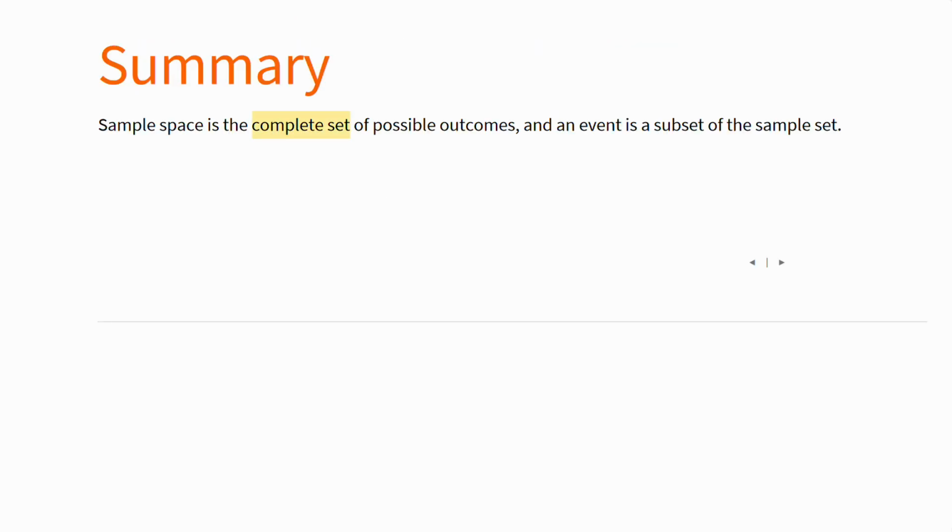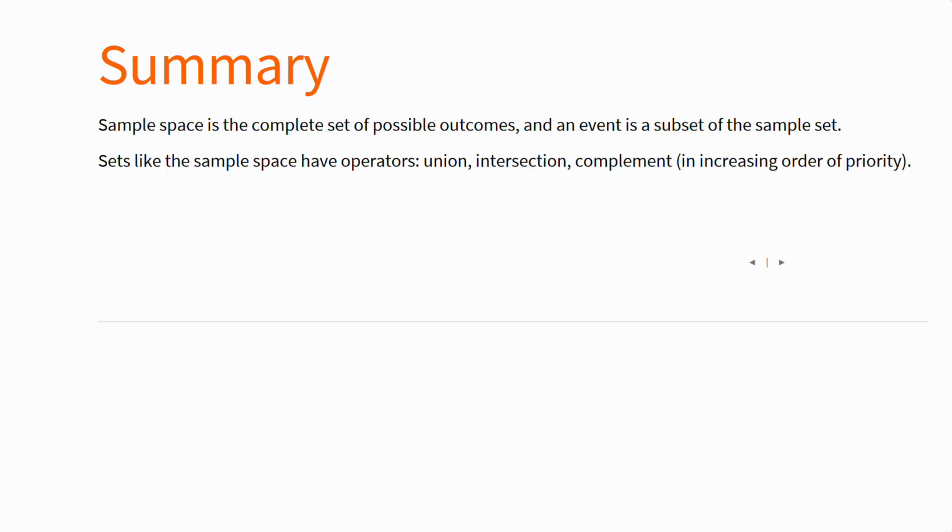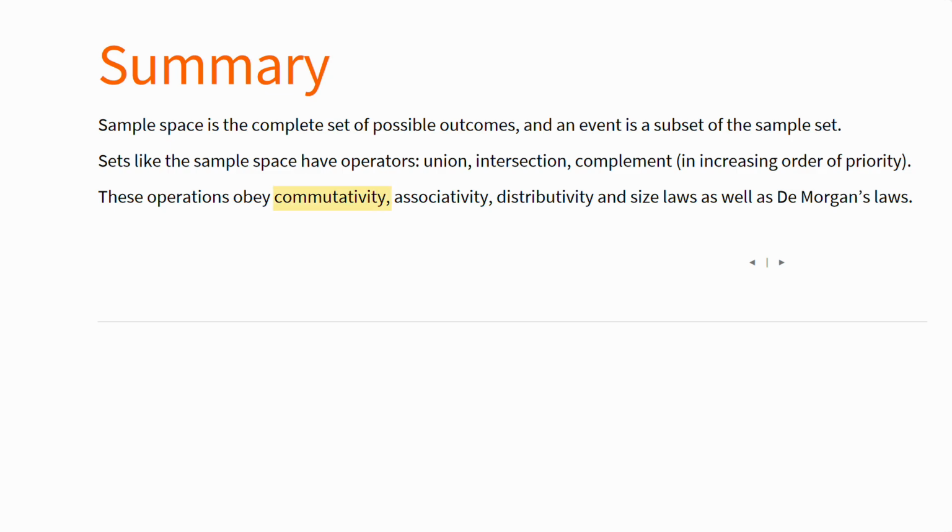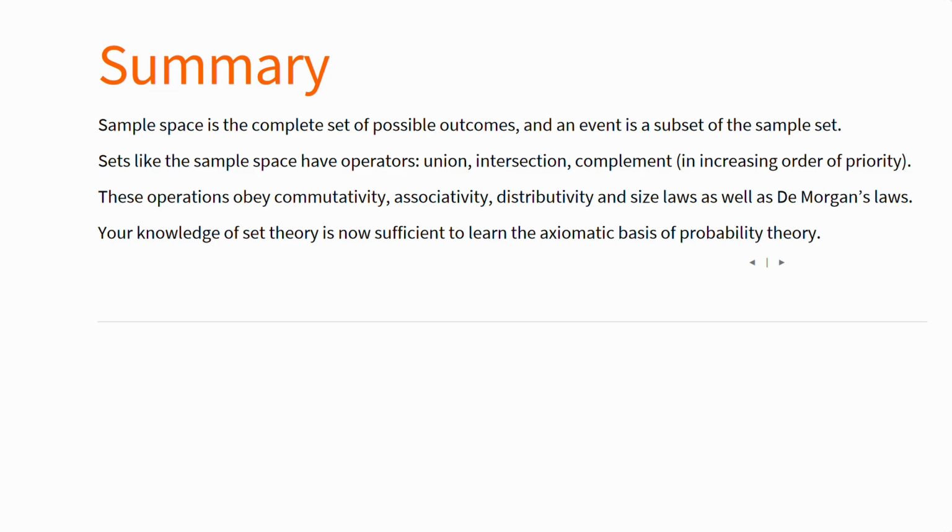So in short, sample space is a complete set of all possible outcomes, and an event is the subset of the sample space. You learned about union, intersection, and complement. Union and intersection are commutative, associative, distributive, and there are also size laws and De Morgan's laws that act upon them. Finally, the prior knowledge needed is now done. Your knowledge of set theory and combinatorial analysis is sufficient to be able to define probability axiomatically, that is, to be done in the next lesson, and all lessons afterwards will talk about probabilities.